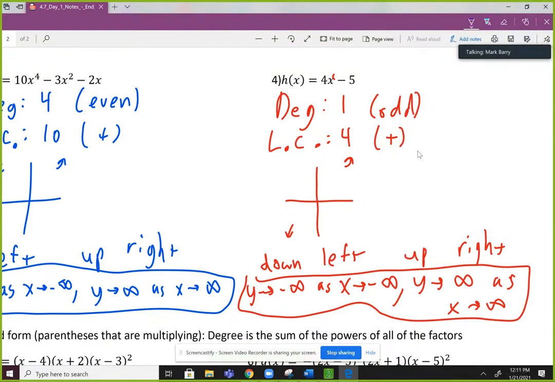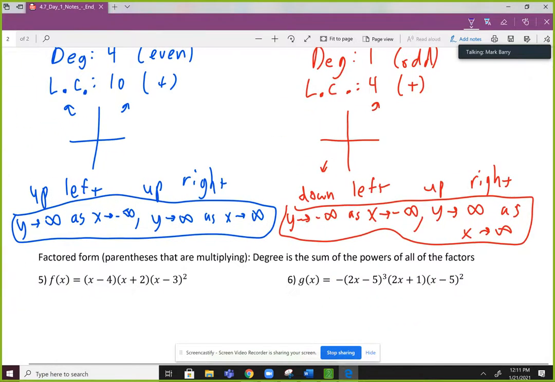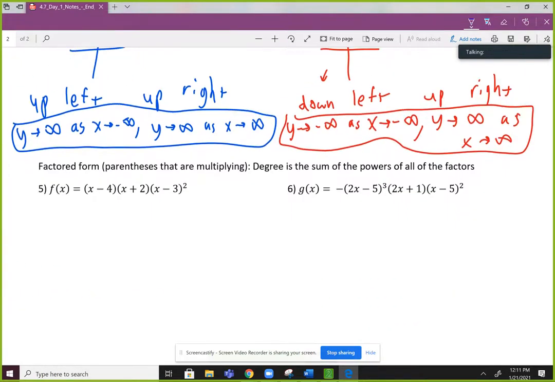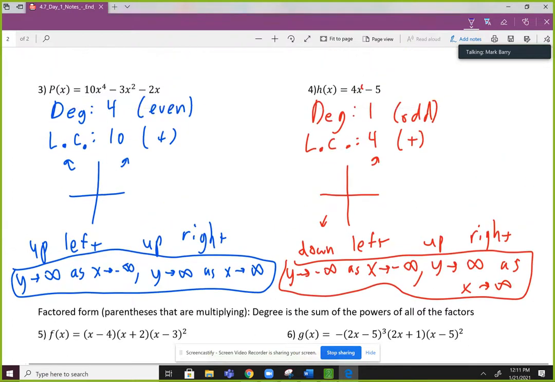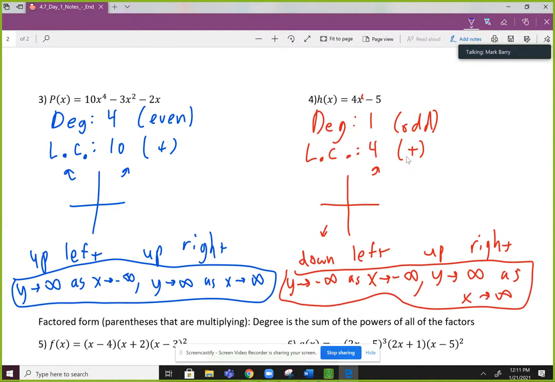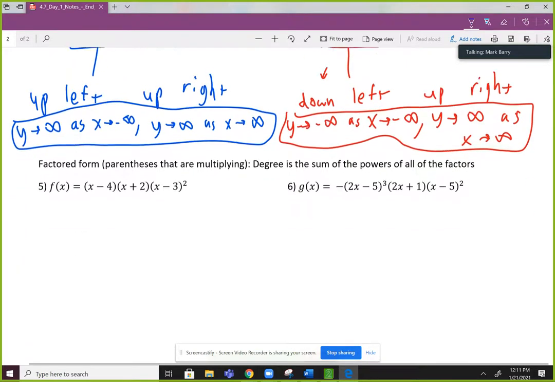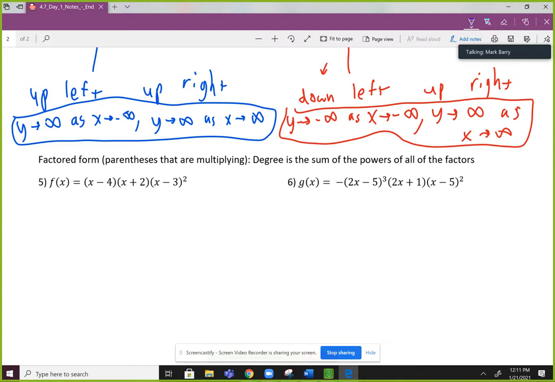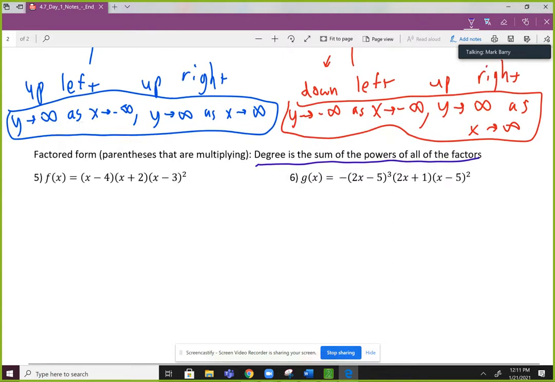Okay. All right. Now a little different here, but not really, okay, is we're going to have to start looking at factored form. So what's factored form? That's when you have a bunch of parentheses multiplying, okay? On all of our previous questions, we had no parentheses in our equations, right? Just a bunch of terms listed out. Now, when you have the parentheses multiplying, very important here, the degree is the sum of all the powers, the sum of all the powers.